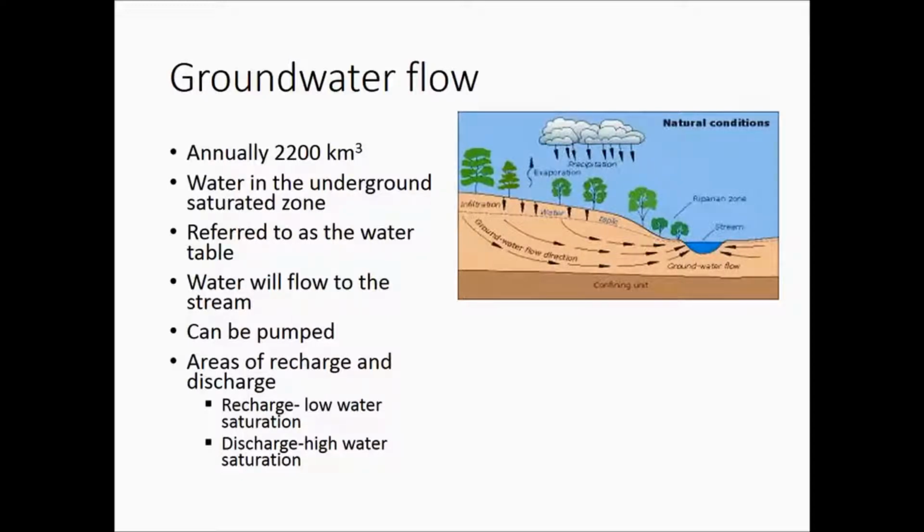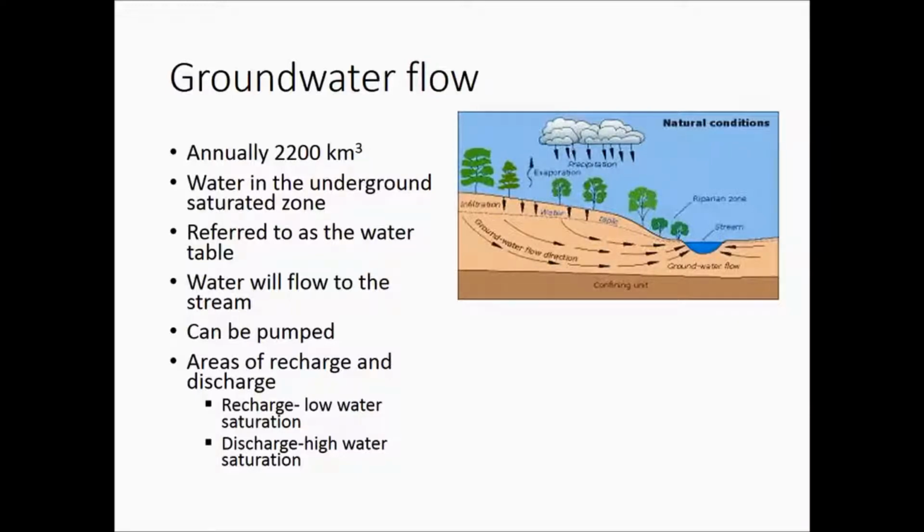So that brings us to groundwater flow. Water is considered groundwater if it is flowing underground in the saturated zone. This can also be referred to as the water table. And water will generally flow through the ground to a stream. It can also be pumped out via wells.